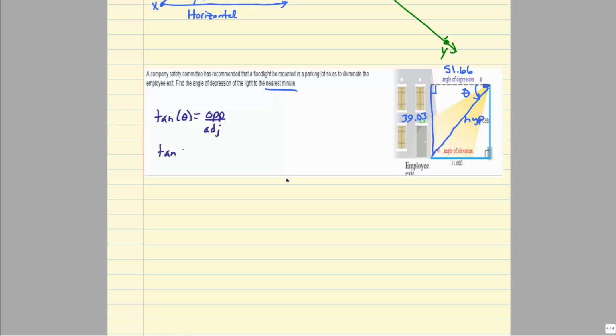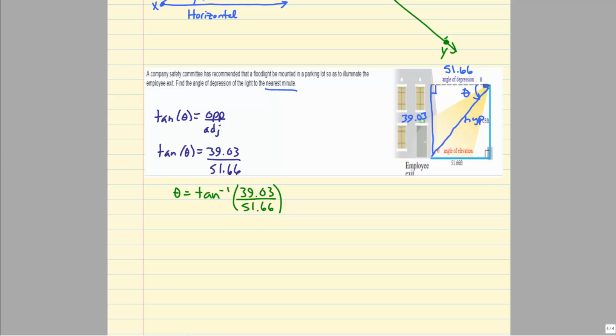So the tangent of theta is equal to 39.03 over adjacent, which is 51.66. Then to solve for theta, I would take the inverse tangent of both sides. So theta, since the inverse tangent of the tangent is just theta, would equal the inverse tangent, or the arctan, of 39.03 over 51.66.